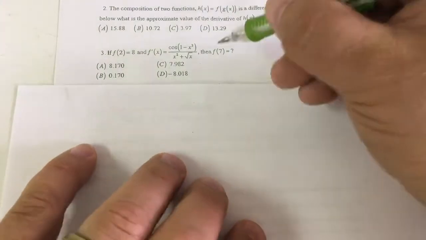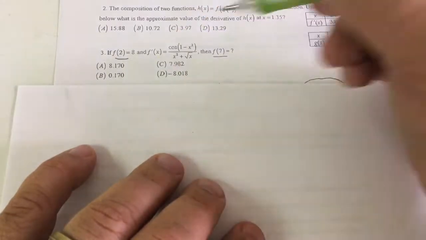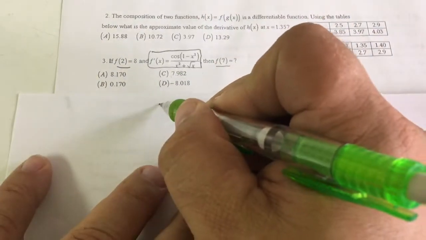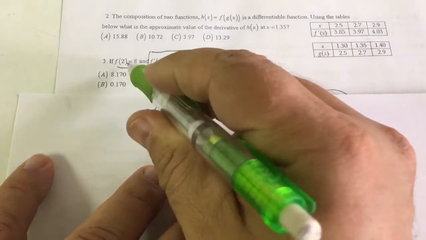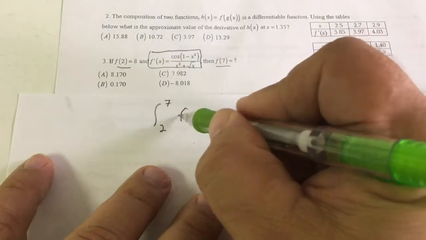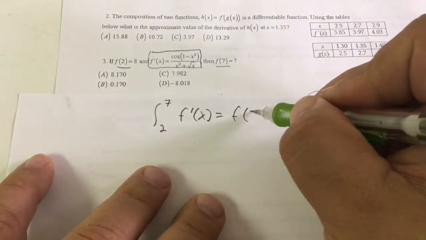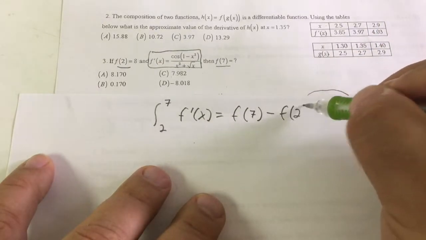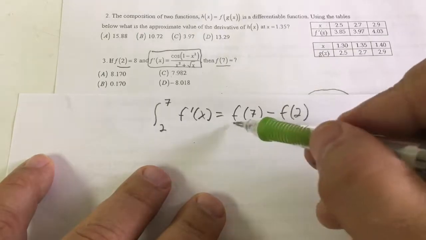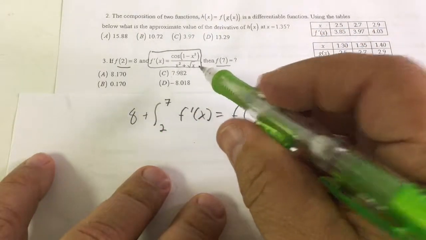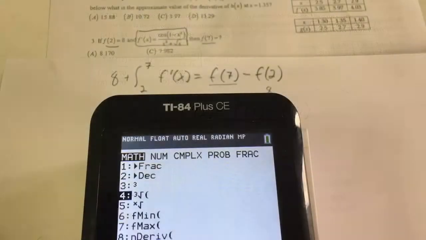Number 3, notice it wants to know what f of 7 is. It gives me f of 2, and f prime is this big clunky equation. So I'm just going to set up, I know that the integral from 2 to 7 of f prime of x equals f of 7, which I don't know what it is, minus f of 2, which I know is 8. So basically to find out what f of 7 is, I just add 8 to both sides. And when I enter this into the calculator using that formula, it'll give me what f of 7 is.